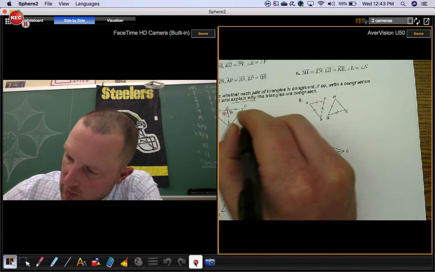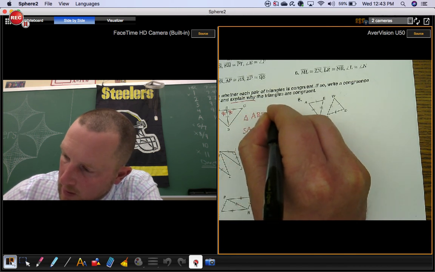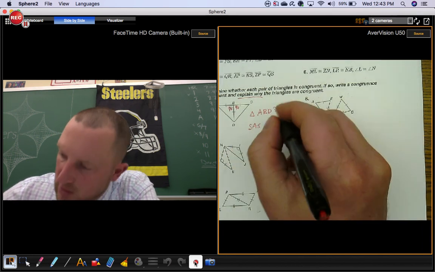Now the congruent statement is the thing that we just wrote up here. So for example, triangle ABD is going to be congruent to triangle CBD.